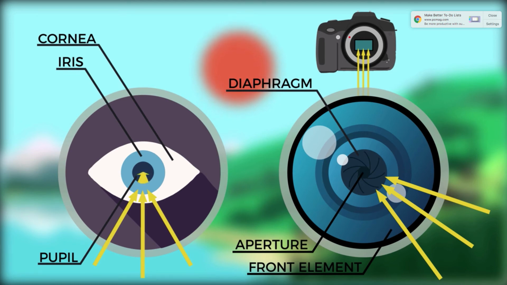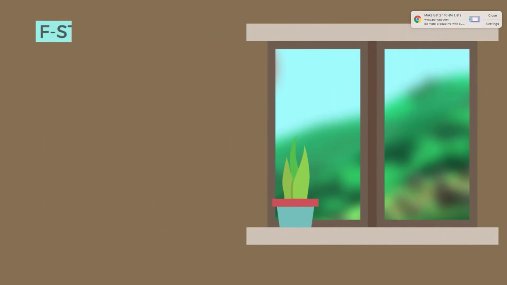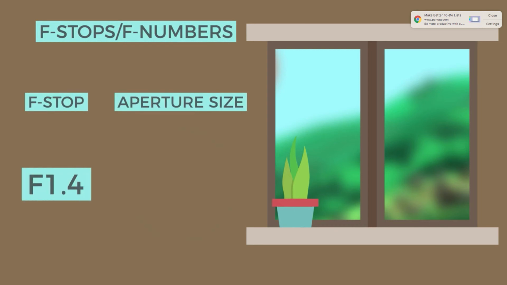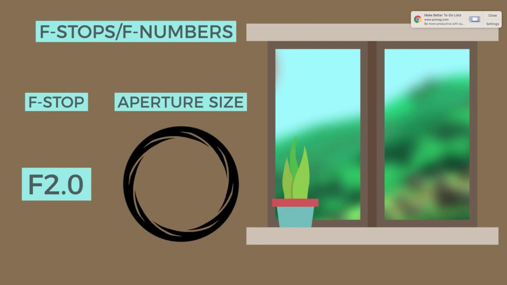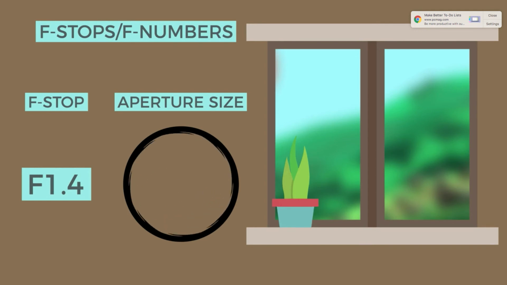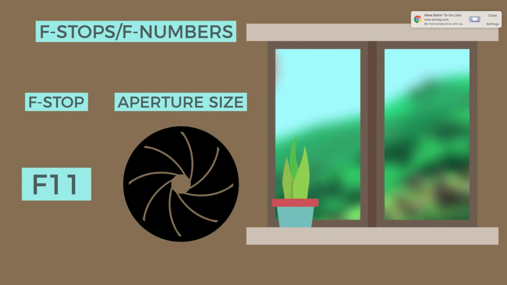In photography, aperture is expressed in f numbers, also known as f-stops. F-stops are a way of describing how open or closed the aperture is. A smaller f-stop means a larger aperture, while a larger f-stop means a smaller aperture. This can be tricky to remember since large f-stops mean small aperture sizes. So an f-stop of f1.4 is larger than f2.8 and much larger than f8 or f11.